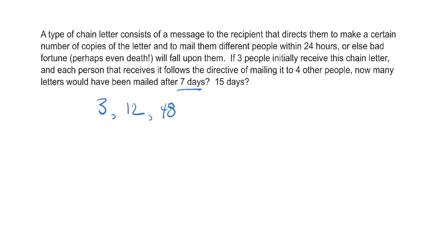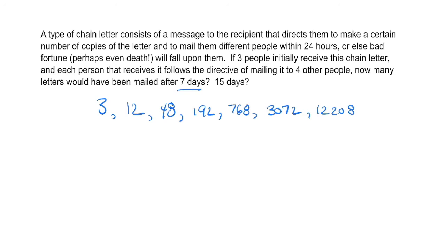And then we keep seeing this pattern that basically we keep multiplying by 4. So the next number in our sequence is 192 on the 4th day. And then 192 times 4 is 768 on the 5th day. 768 times 4 is 3,072 on the 6th day. And finally, on the 7th day, those 3,072 people are each going to mail 4 people this letter. And on that last day, 12,288 letters are sent out.